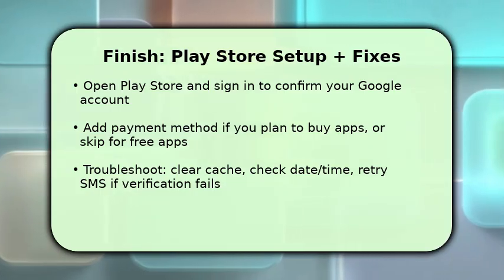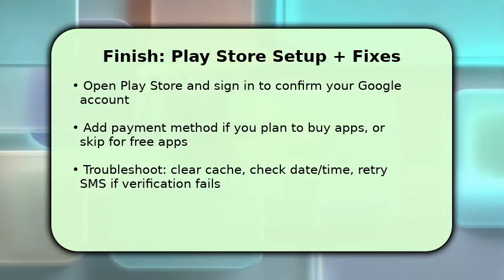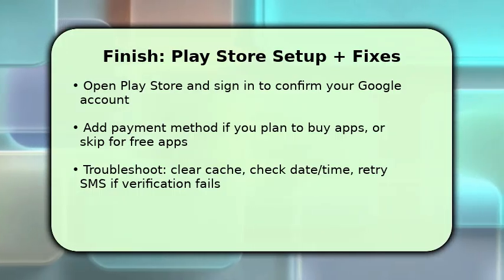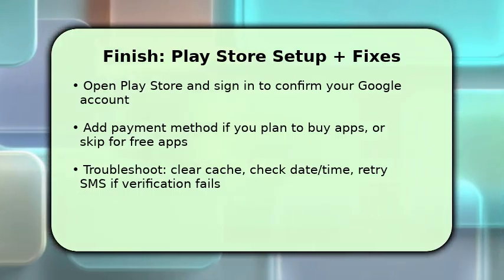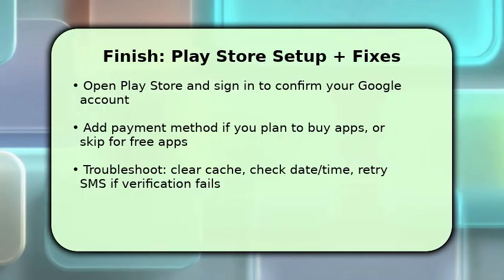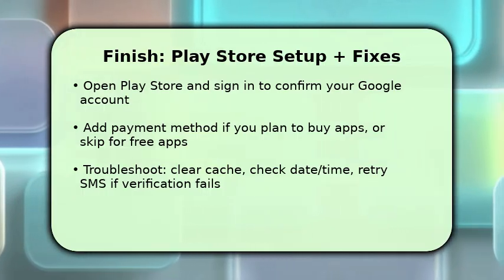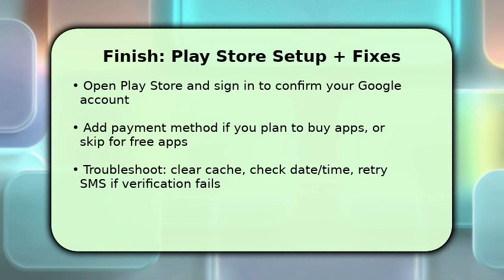Make sure Play Protect and App Sync are enabled. If something goes wrong, clear the Play Store cache, confirm system date/time, and retry SMS verification. If necessary, use a different network or temporary device to isolate the issue.